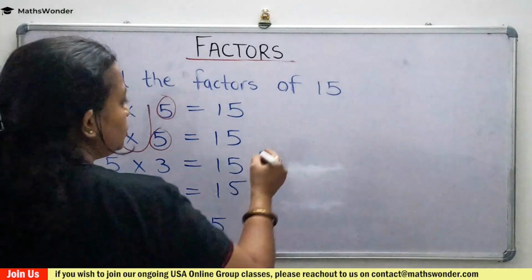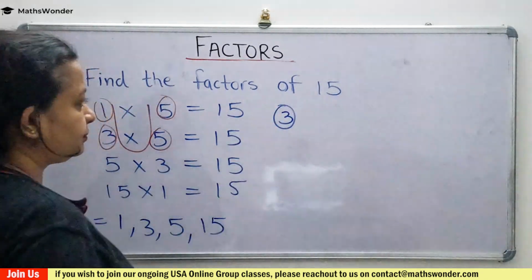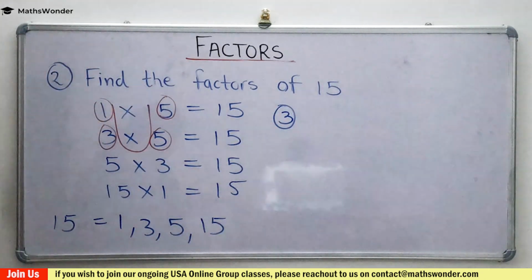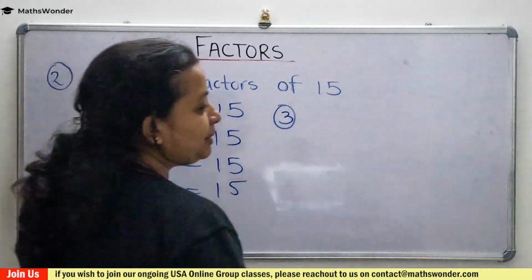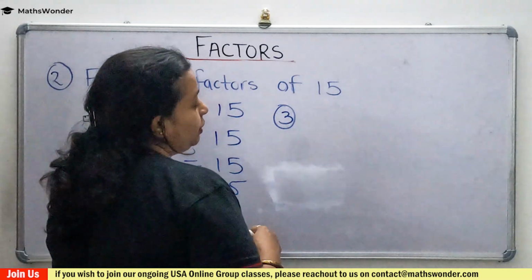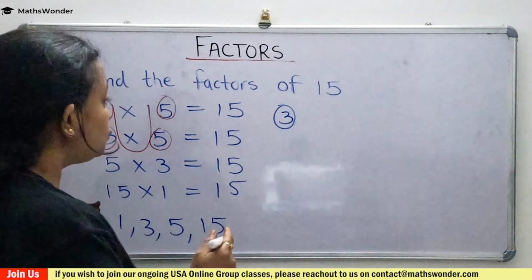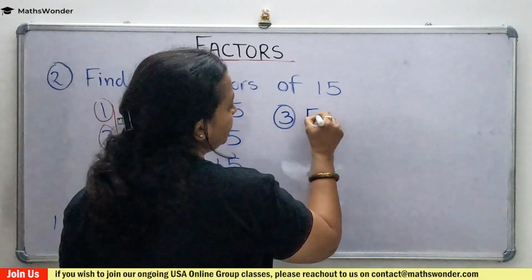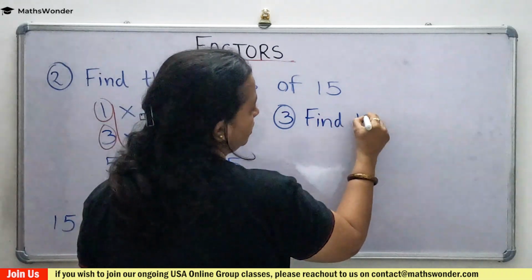Okay. Suppose, does a number usually only have 2 factors? No. This is a prime number. I will explain it: prime number, twin prime number, every number. Okay. So now find the factors of 30.